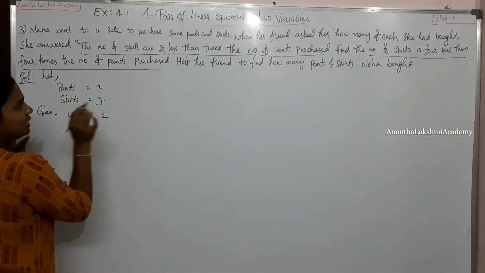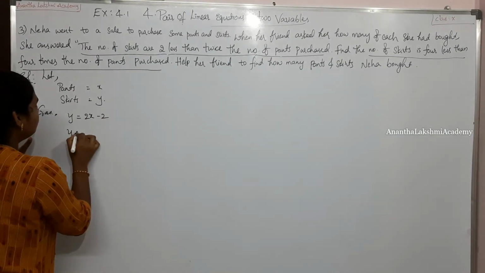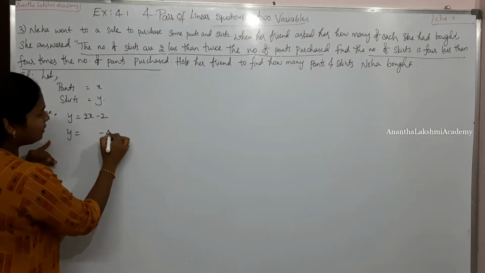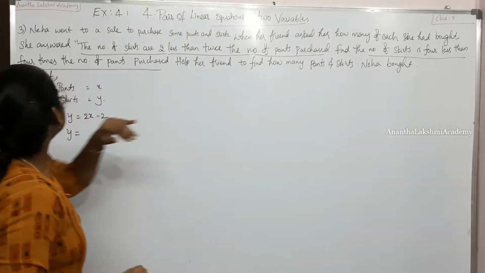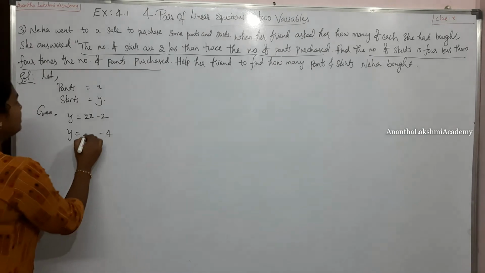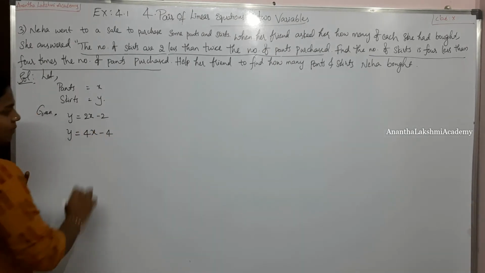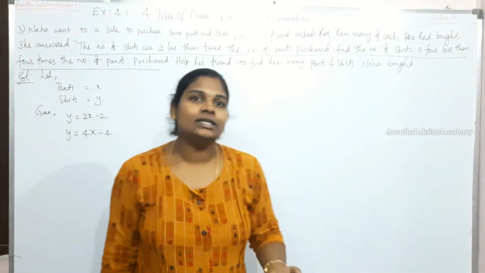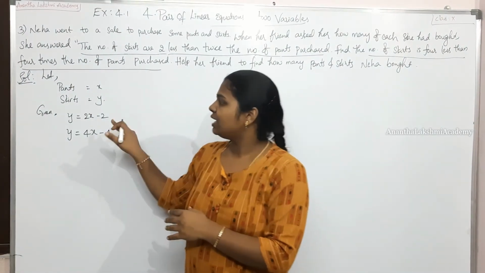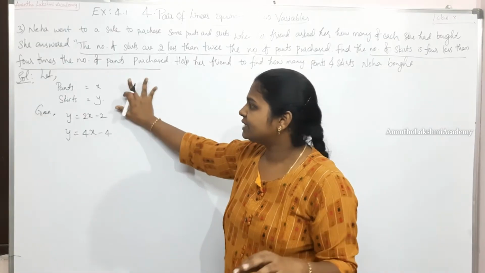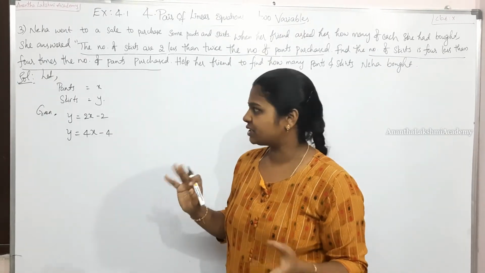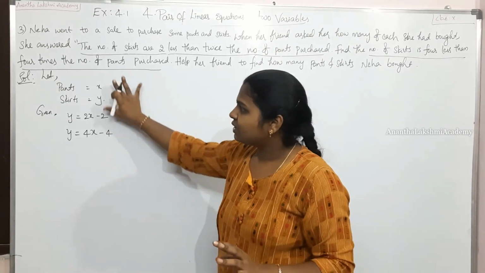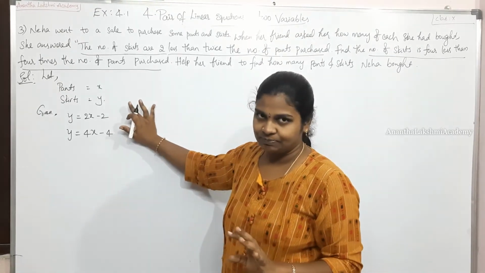Similarly, y is equal to, number of skirts is 4 less than, which is nothing but minus 4, 4 times the number of pants purchased. Now, we just need to figure out how many skirts and how many pants she has purchased. What is the method we know? Only the graphical method we know. So from this, we need to figure out the values of x and y.